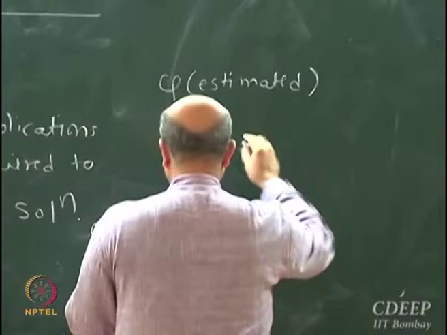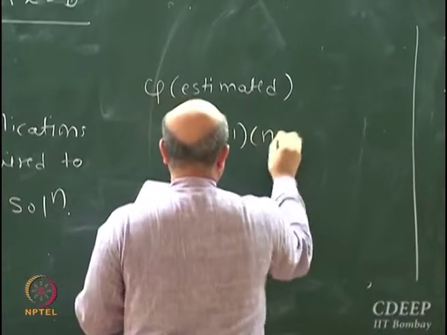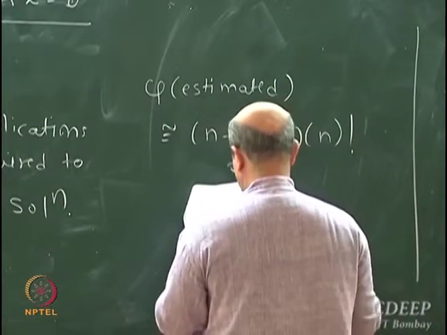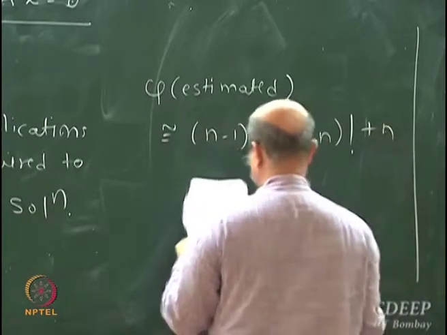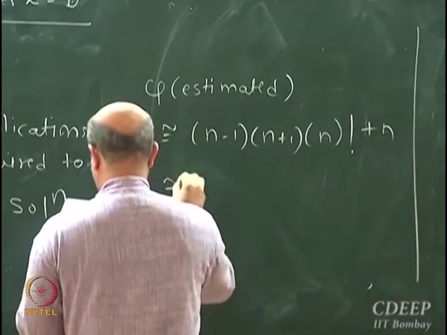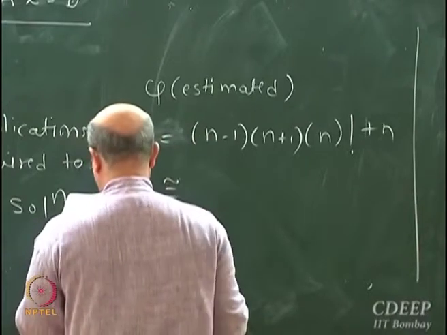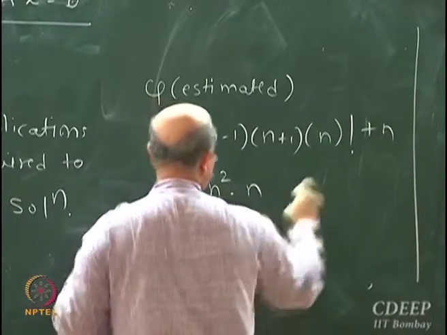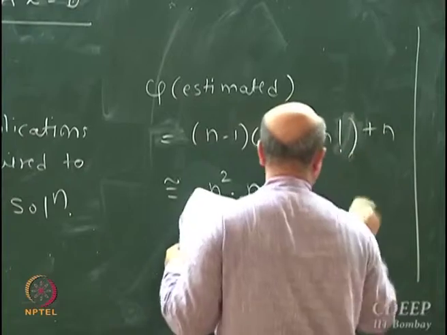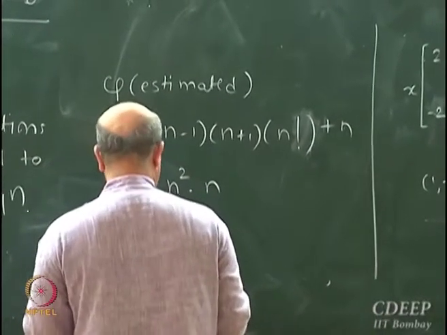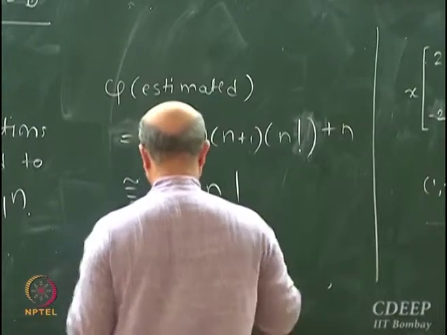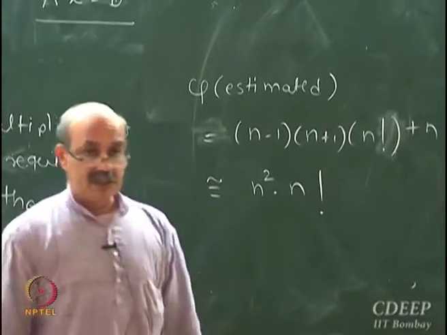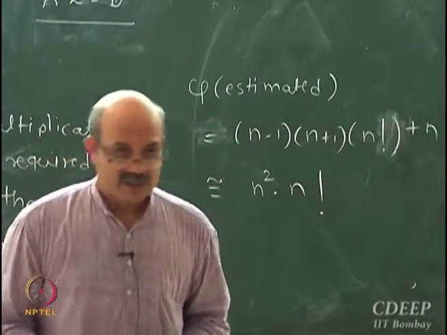So here it comes out to be (n minus 1) into (n plus 1) into n factorial plus n, which is exactly equal to that, and approximately equal to n square into n factorial. This is the estimated number of operations, divisions and multiplications, for Cramer's rule. I am not going to derive this, you just accept this number right now.